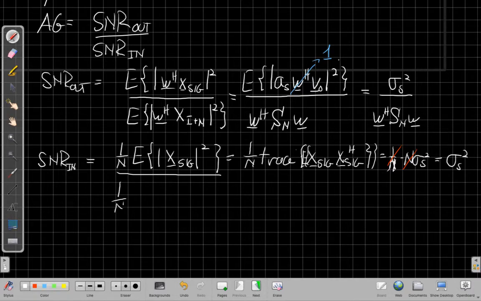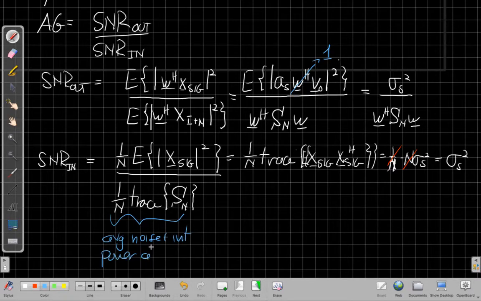I can say this is 1 over n times the trace of sigma S sub n. Right, because on the diagonal of this matrix is the power at each sensor. So the trace is the sum of those, and I divide by n. So this altogether is giving me the average noise and interferer power at each sensor, the average over the sensors.